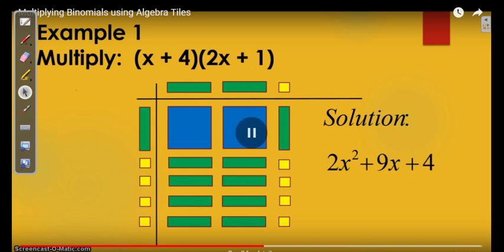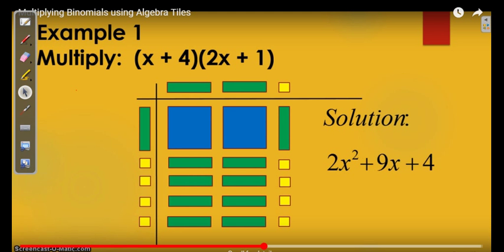So what they did here is, from the two binomials multiplied together, right? When they multiply them together, they ended up with this final answer, which is 2x squared plus 9x plus 4. Okay, so this is the expanded form of x plus 4 times 2x plus 1. Okay, what they did, they used algebra tiles. Okay, so do you understand where they got the 2x squared from?